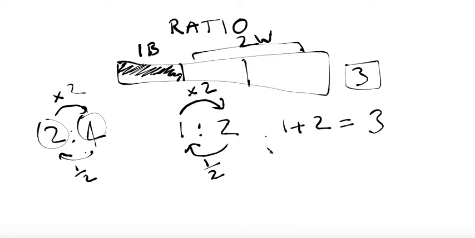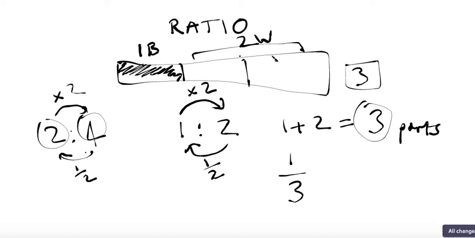The second point of ratios is that it shows you the relationship of one part to its whole. Now, what do I mean by that? We already know that there's 1 plus 2 equals 3 parts in total. Now, the relationship of the number of black boxes to the whole is 1 out of 3. The relationship of the number of white boxes to the whole is equal to 2 out of 3.